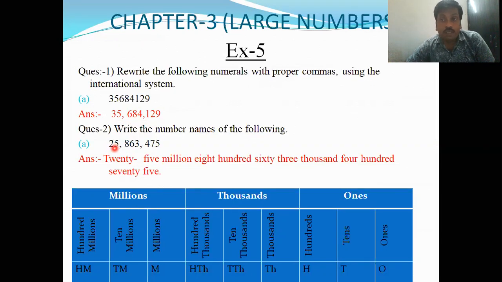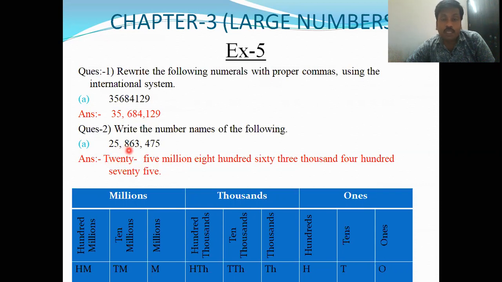Now how can we write the number name? First we write the 25. There is the 25. Which period comes here? Million. So firstly we write the 25, and after that we write millions, which is the name of the period. Now second is the 1,000 period.